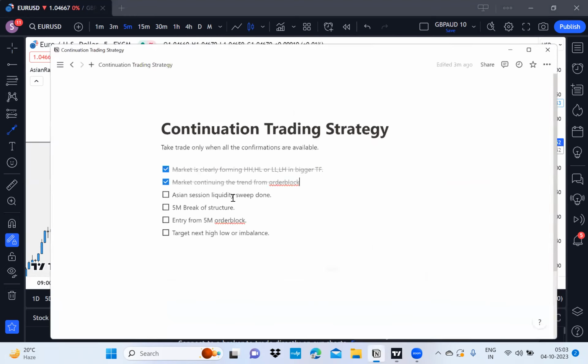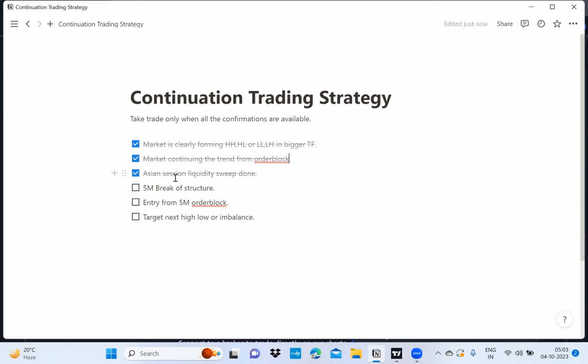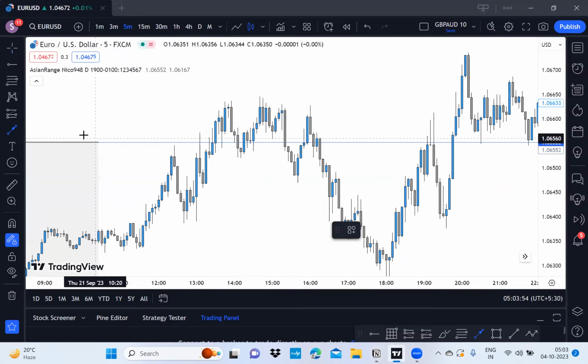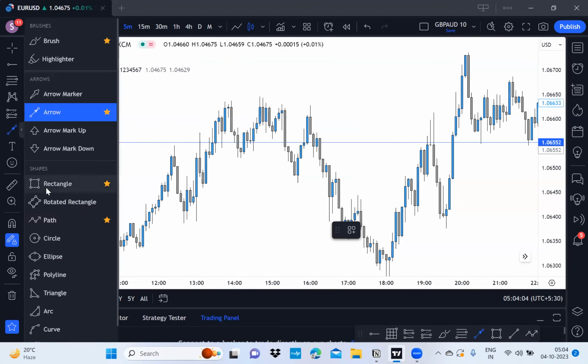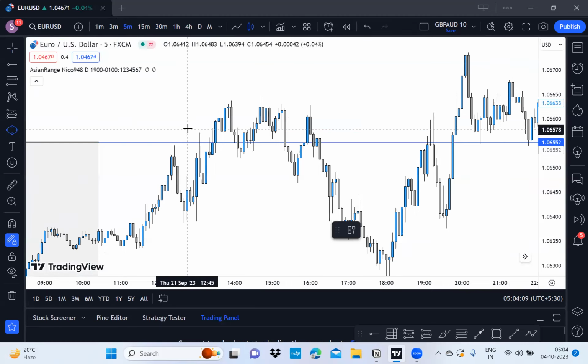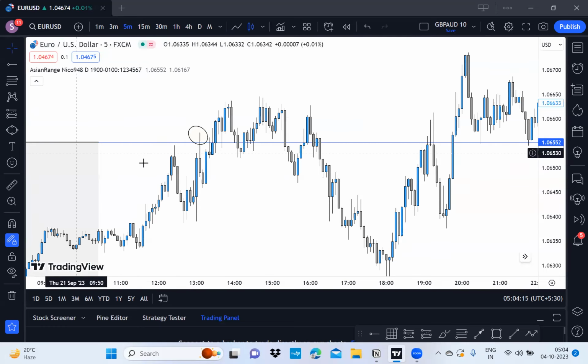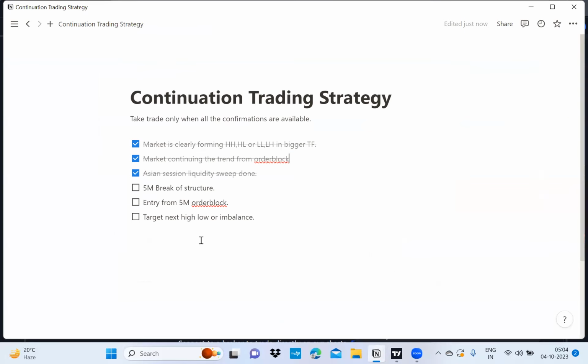And after that, once Asian session liquidity sweep is done, the Asian session liquidity hunt has been done. This is the Asian session, Asian range, and liquidity hunting of this high, Asian high, is done. Here market hunted the liquidity. You can see very clearly. So let me just make it more clear here. This is the liquidity hunting, right?